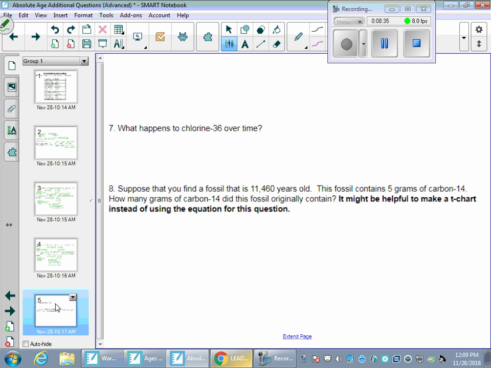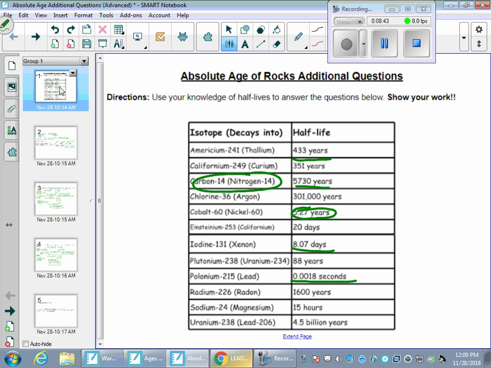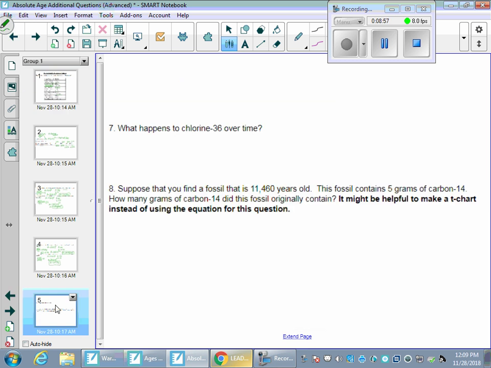For number 7, what happens to chlorine-36 over time? If we look at our chart, chlorine-36 is radioactive. So we would say that over time, it is going to decay. The parentheses over here tell you what it actually decays into. Chlorine-36 has another element there, argon. So our best answer here would say it decays into argon.